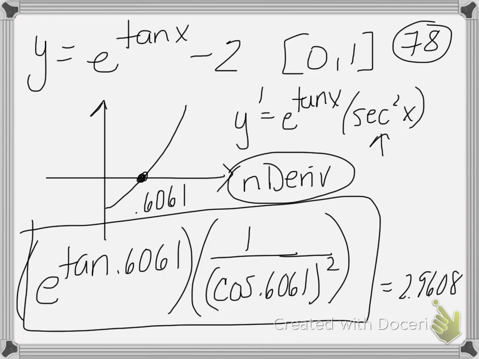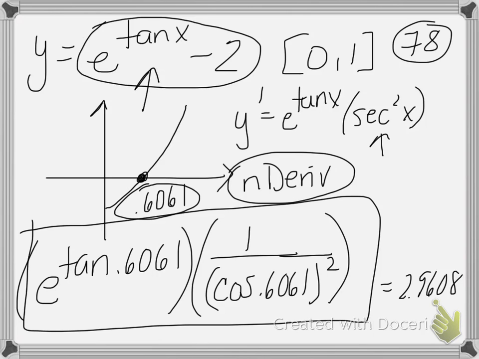Or you actually could have saved yourself a whole bunch of time here by just going to the nDeriv in your calculator, putting this in. I'm sorry, you're going to go into nDeriv, then you're going to put in the function, then comma x, then comma 0.6061, and you'll also get 2.9608. That would save a lot more time. Of course, I did it the longer way. In any case, the answer was D for that.